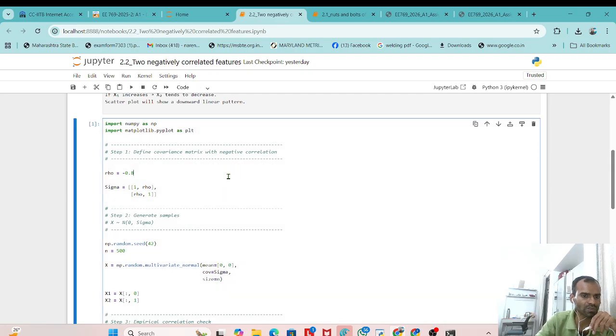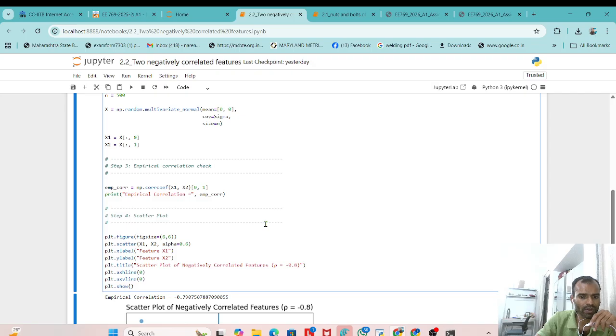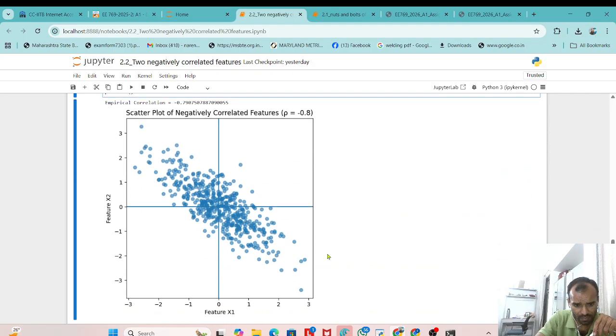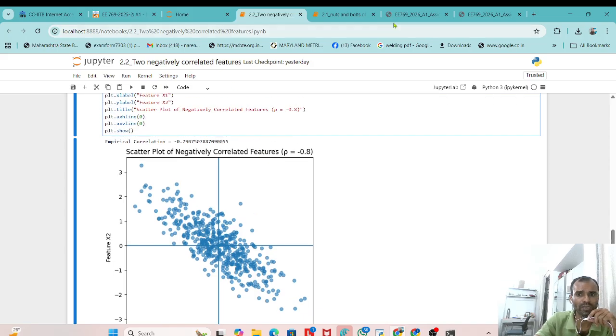If we run this code, it will clear everything. Here you will find that it is going downward. This is the feature x1 and this is the feature x2, and there is a downward relation. If feature x2 is increasing, then feature x1 is decreasing, and if x1 is increasing, then x2 is decreasing. This is the case for negatively correlated features. Then we will move to the next problem.